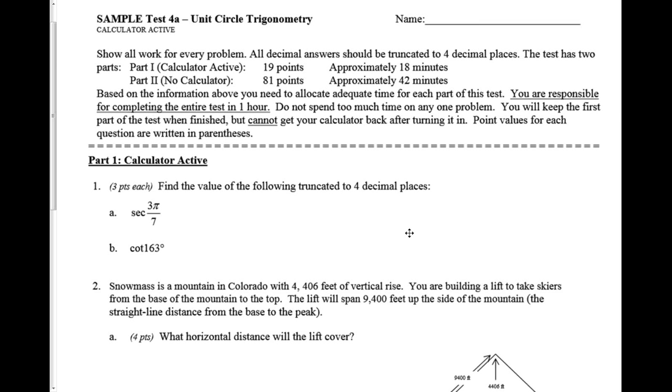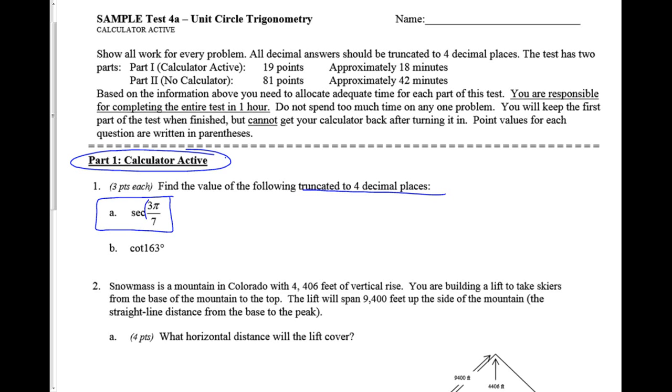All right, this is the sample test to Chapter 4, the first part of Chapter 4 on unit circle trigonometry. Realize we have a calculator and a no calculator part to this test, and we're going to start out with the calculator active part. So, in question number 1, it says find the value of the following truncated to 4 decimal places, and we need to find the secant of 3 pi over 7.